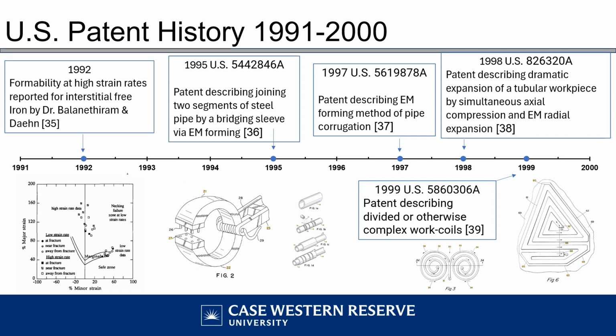Notable U.S. patents in this decade included a new way to join pipes by a bridging sleeve compressed into ridges cut into the ends of tubes, methods to corrugate metal pipes, a method to dramatically expand tubular workpieces by simultaneous axial compression and electromagnetic radial expansion, and novel designs for work coils to more precisely control the magnetic field by splitting or reversing the direction of current in the work coil, attributed to Dr. Dane and others at OSU.